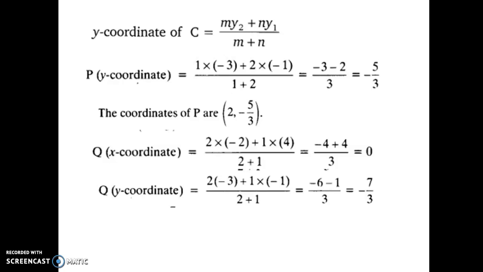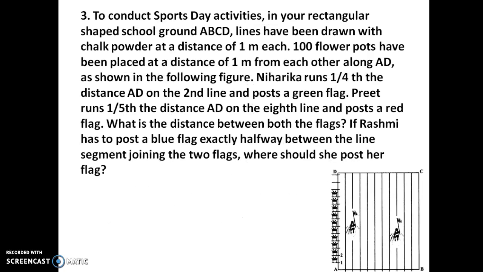So the y coordinate you have to find out. So 2 into -3 plus 1 into -1 divided by 2 plus 1. So -6 -1, that is -6 minus 1. What should you do? You should put the minus sign and add the numbers. The numbers should be added and you should put the minus sign. So -7 by 3. You will get the y coordinate. So Q coordinate is (0, -7/3). So both the coordinates we found out.